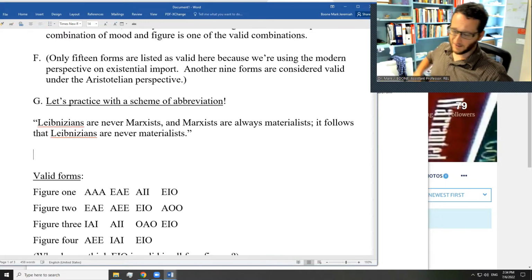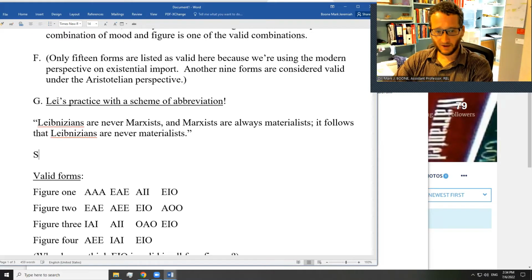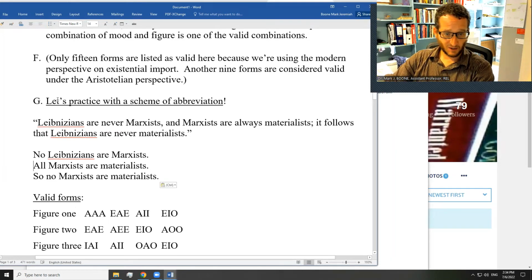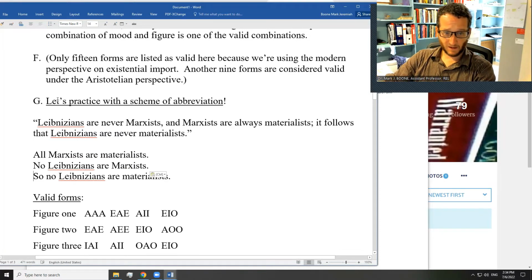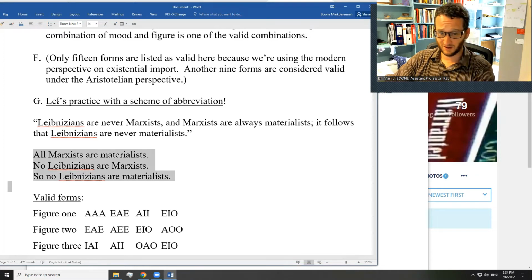So now let's symbolize the argument. Now I could write it out in standard form this way. No Leibnizians are Marxists. All Marxists are materialists, so no Marxists are materialists. Sorry, that was not right. Actually, that's still not standard form. I could write it in standard form this way. Do I have the same argument? I think I do. Leibnizians are never Marxists, and Marxists are always materialists. No Leibnizians are Marxists, and no Leibnizians are materialists. That's standard form. Don't do it. My advice is don't do anything like that. You're done with that. That method is dead to you.